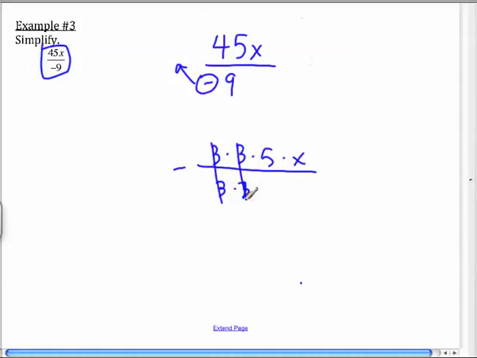Now, this is just review stuff, guys. This is stuff we've done 1,000 times. But what's left on the bottom now, Joe? 1. Okay? Not 0. We don't want to make that mistake. So now I know if 1's on the bottom, I don't even need to worry about the bottom if it's just 1. And then on top, I've got 5x, so I'm going to be left with -5x.